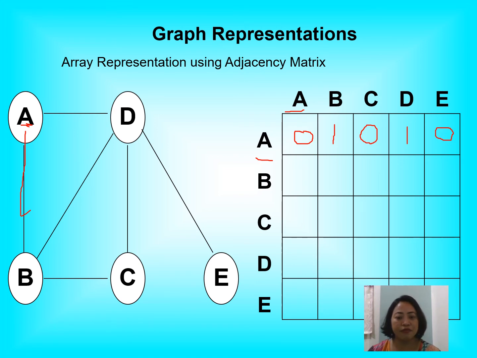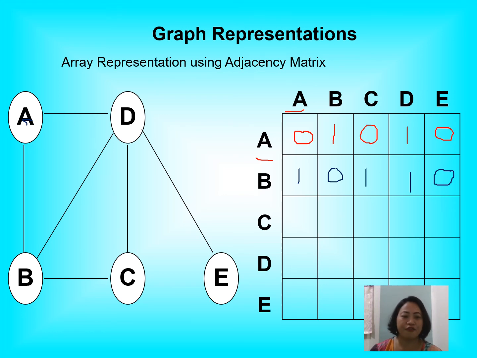Okay? Moving on. From B. Now, another technique is to simply look at the lines. So B has an edge to A, so from B to A, and it also has an edge to D, and it also has an edge to C. So just write 1, 1, 1, and then the rest are 0.